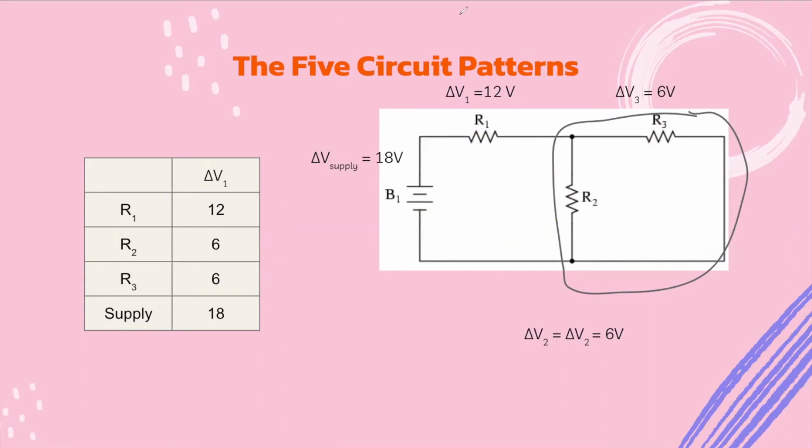So what I do to help remind myself not to double count is sometimes I put a little box around things in parallel and be like, these two are in parallel with each other. So I only count their voltage once. So 12 plus 6 is 18, not 12 plus 6 plus 6.